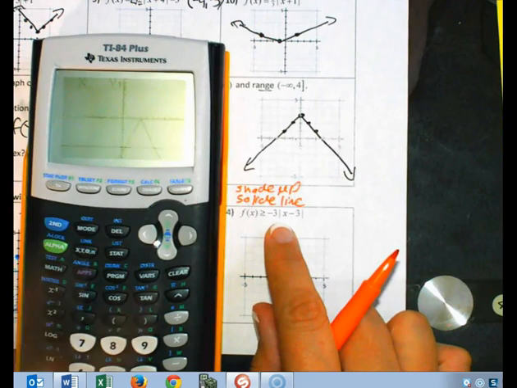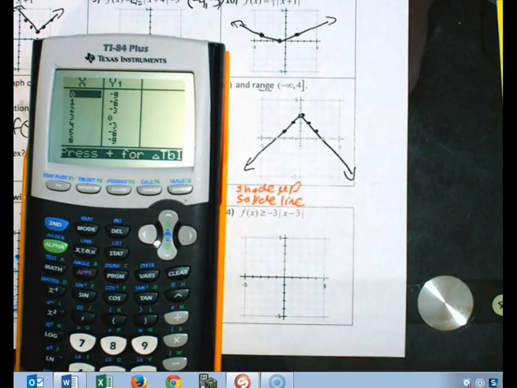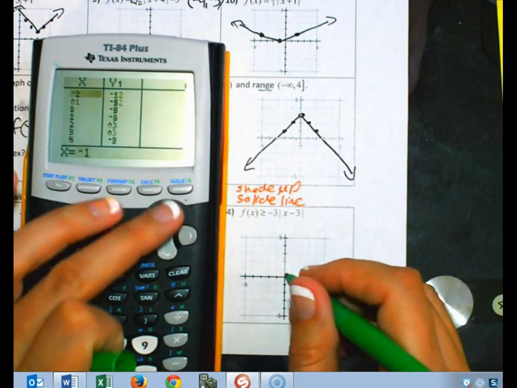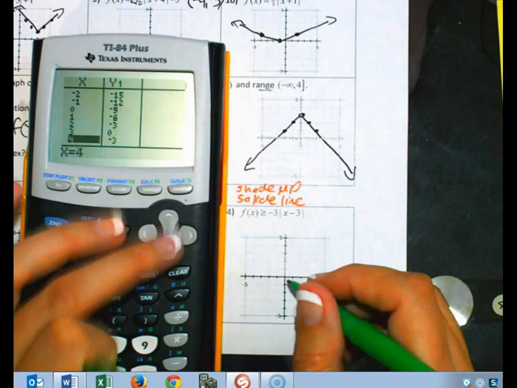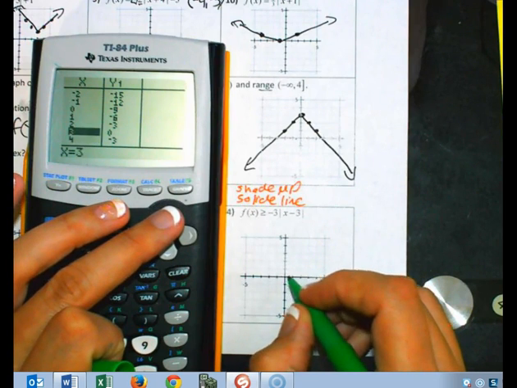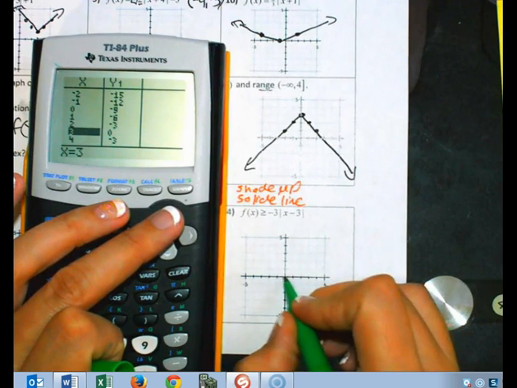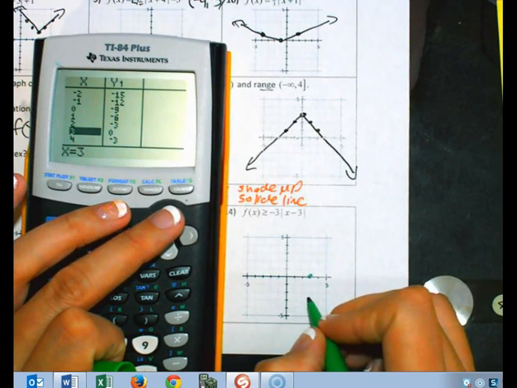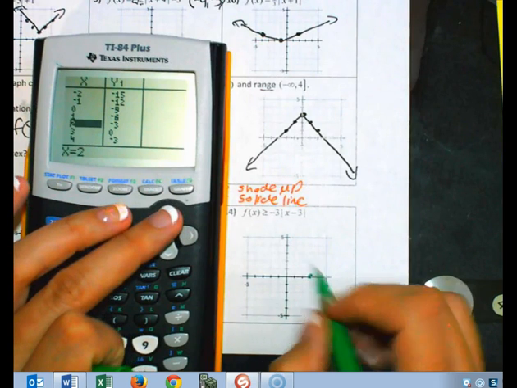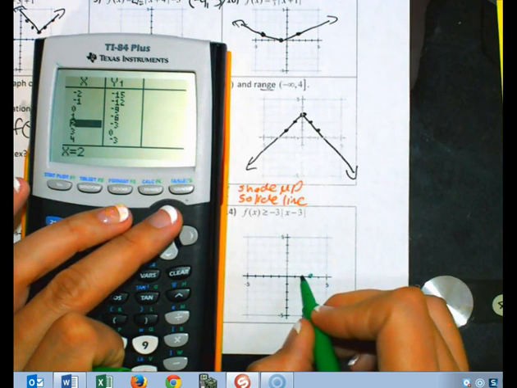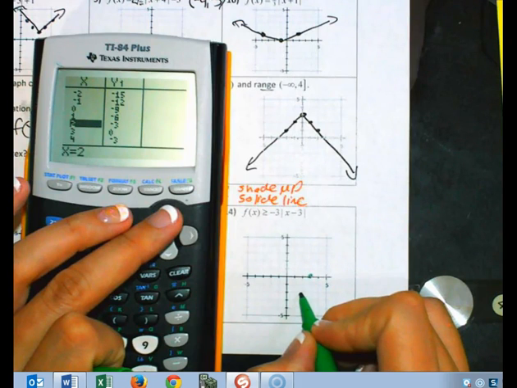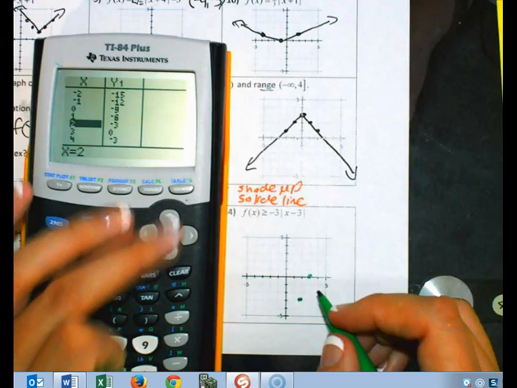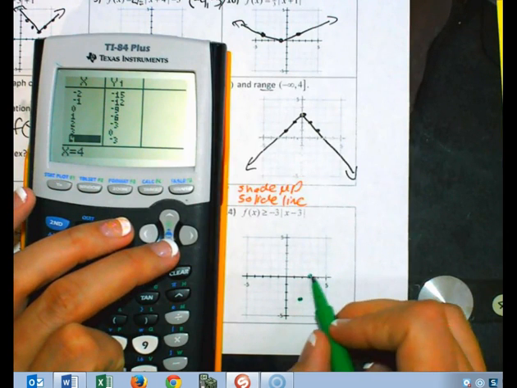If you wanted some points, let's go up here. Remember, you want to choose points to plot that are in your graph. So I've got (3, 0), and let's see, (2, -3), and then (4, -3).